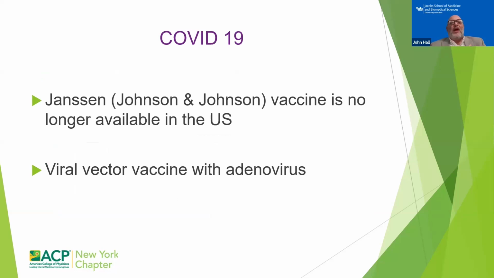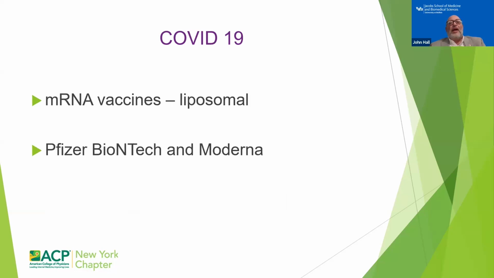It's important to note that previously, under emergency use authorization, the Johnson & Johnson vaccine was available. This was a viral vector vaccine using adenovirus that is no longer available in the United States for use. mRNA vaccines are liposomal vaccines that contain the mRNA that codes for the spike protein, and these are the ones we know of as the Pfizer and the Moderna vaccines.